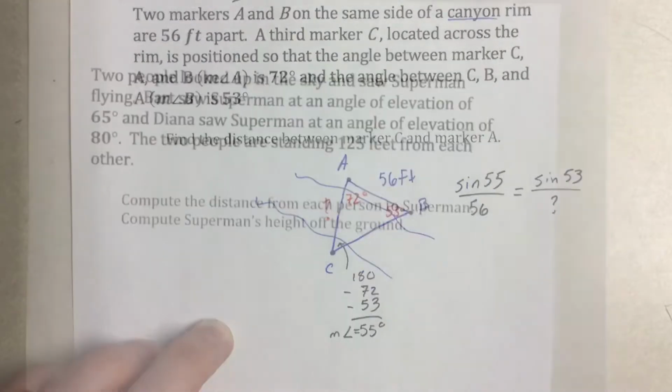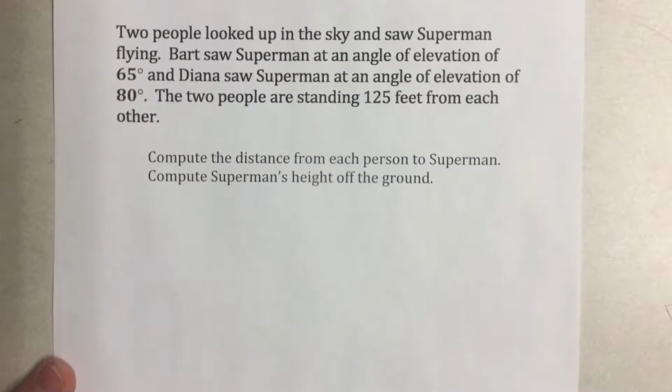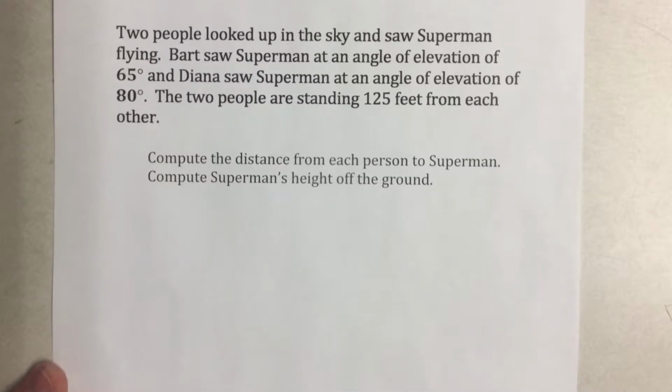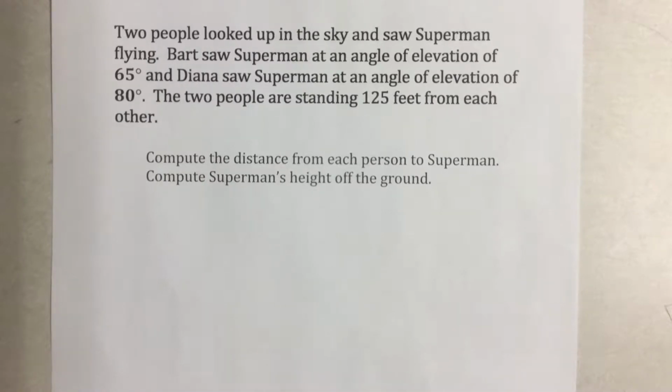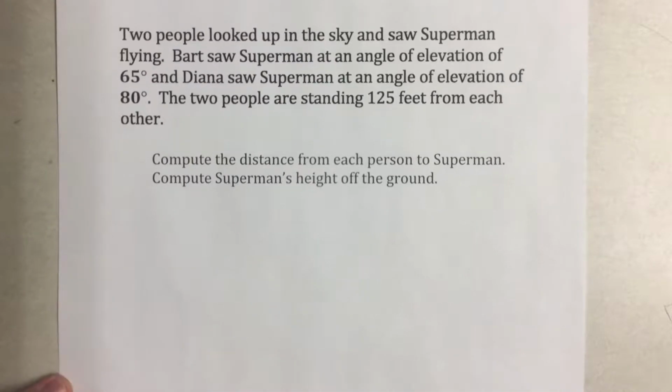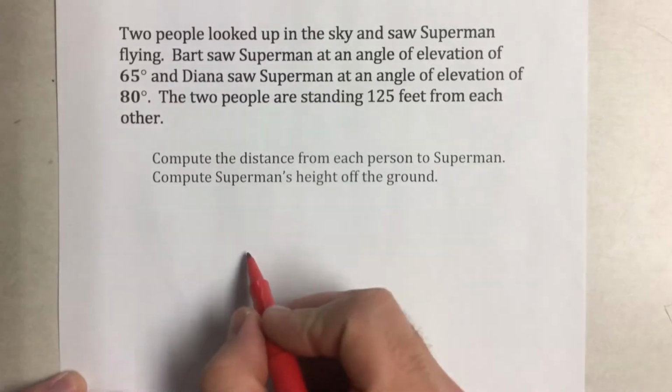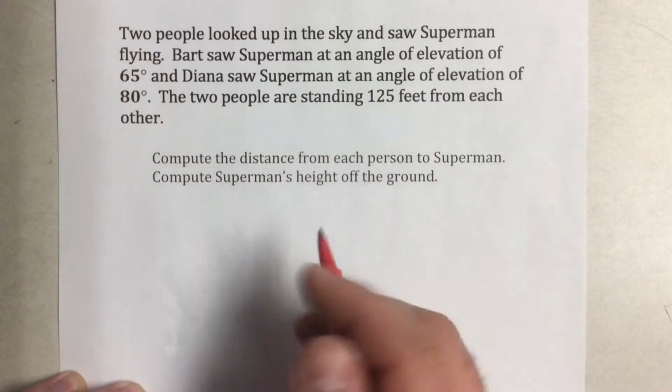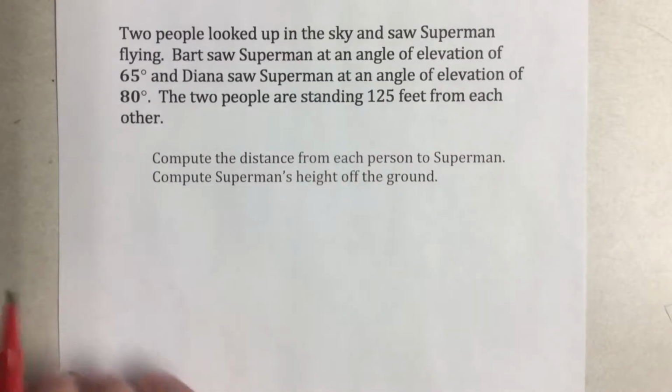Looking at the next one. Two people look up into the sky and they see Superman flying. Bart sees Superman at an angle of elevation, and Diana sees Superman at a different angle of elevation. So you've seen this before already, if you've examined the little discussion on drawing diagrams. We know that there are multiple ways of drawing this diagram because of the lack of detail. But for this discussion, we're going to use the first of the three that I presented, knowing that the last one didn't work.